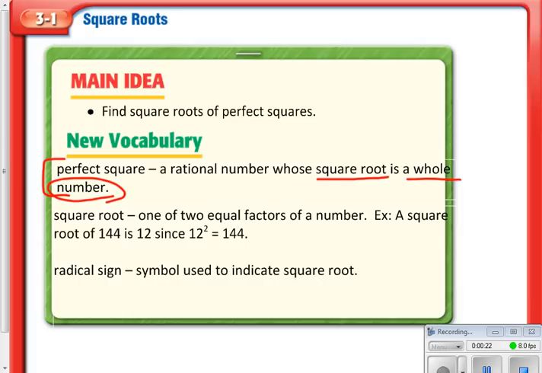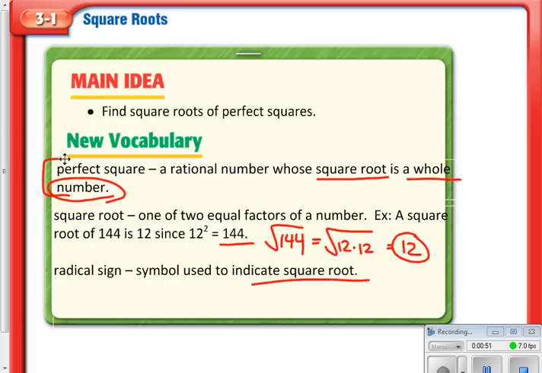Square root is basically saying that you have two equal factors of a number. So an example is if you found the square root of 144, the square root of 144 would be 12. The square root symbol would look like this, 144. So if you type that into your calculator, the square root of 144 is basically saying 12 times 12, so the square root of 144 is 12. A radical sign, if you come across that vocabulary term, basically indicates the square root itself.